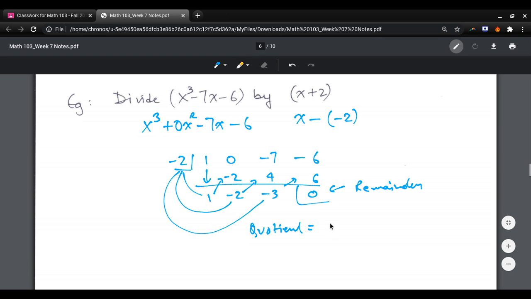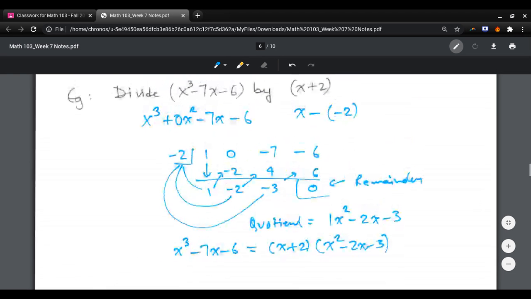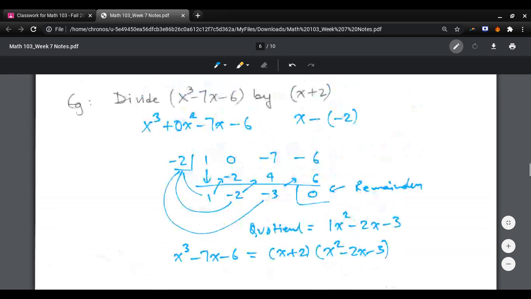So the quotient is 1x squared minus 2x minus 3. This means I can write x cubed minus 7x minus 6 as x plus 2 times the quotient, which is x squared minus 2x minus 3, because the remainder is 0. This gives us a really useful tool that we're going to learn in the next video, which is called the remainder theorem.